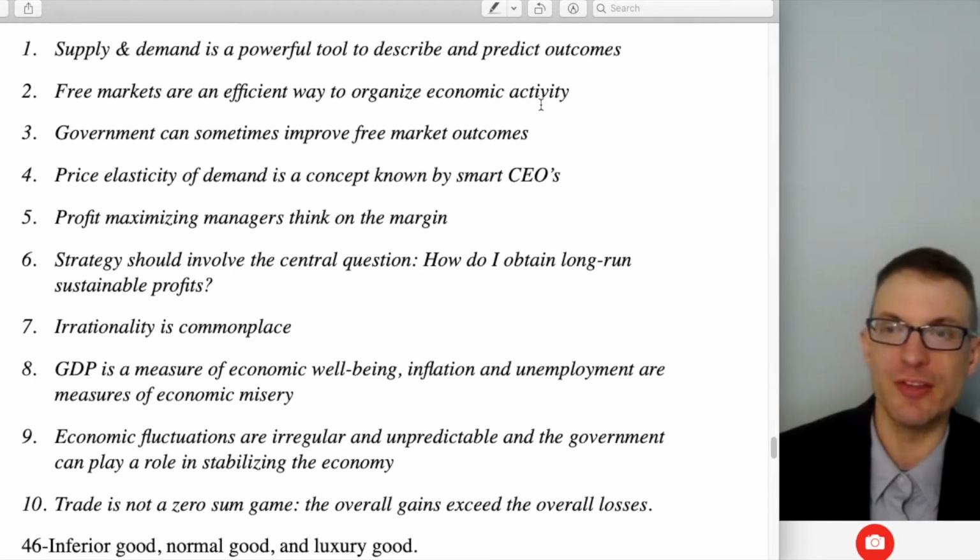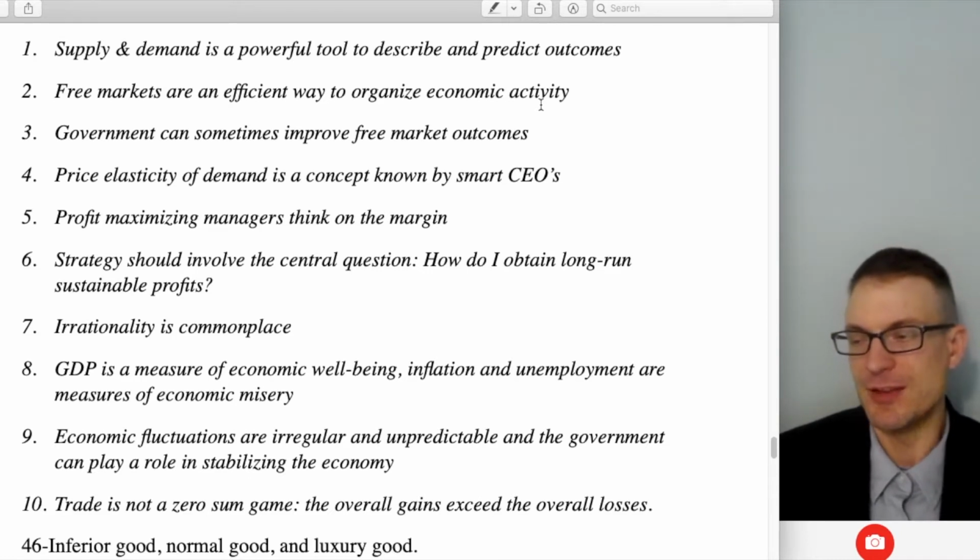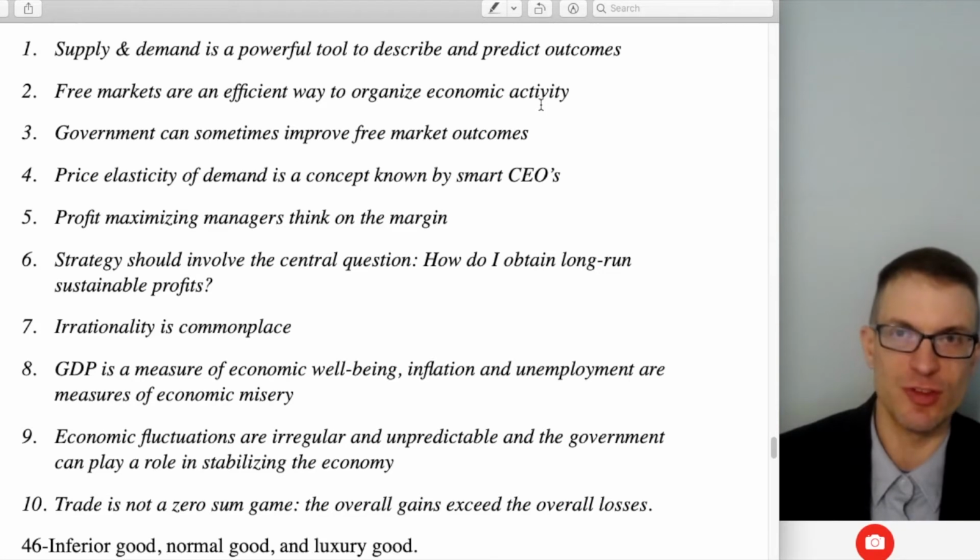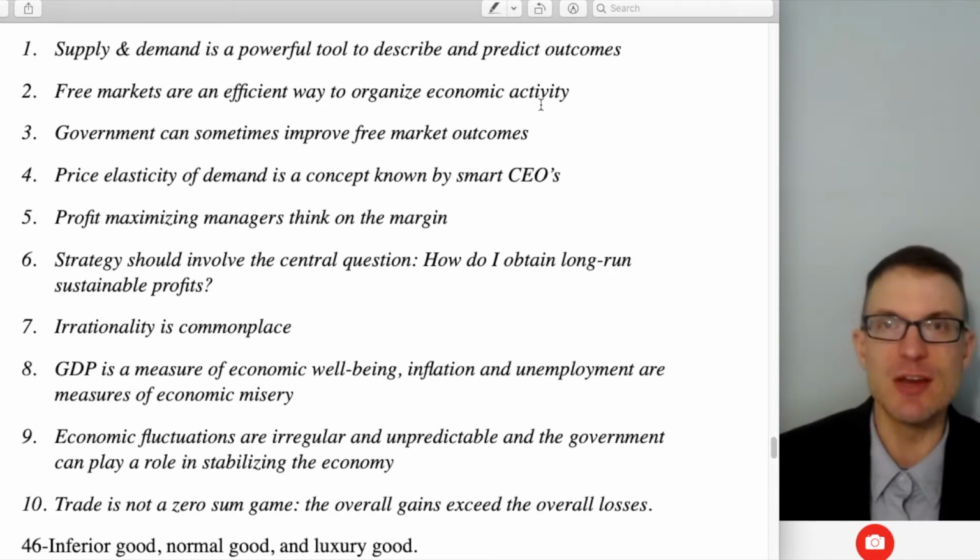All right, so price elasticity of demand is a concept known by smart CEOs. Basically, this is the idea that there's responsiveness to changes. In particular, price elasticity of demand is literally defined as the percentage change in quantity demanded per a percentage change in price. It's basically the idea that if we change our price, how are consumers going to respond? So let's just consider an increase in price. We know by the law of demand at higher prices, we're going to get a lower quantity demanded. But then the question is, and what elasticity offers is a way to understand how much less is demanded.